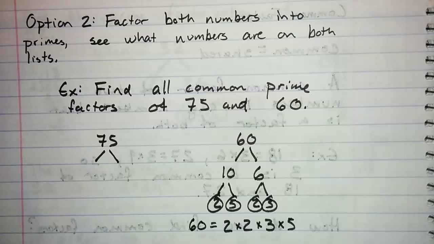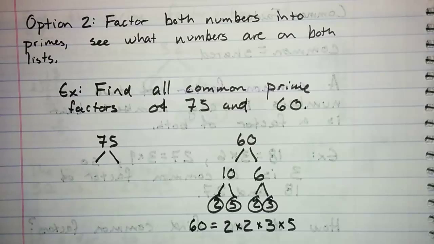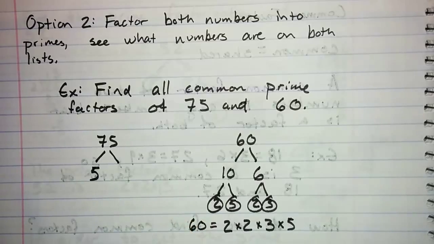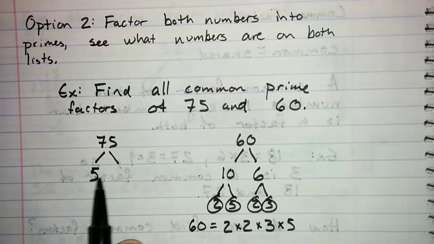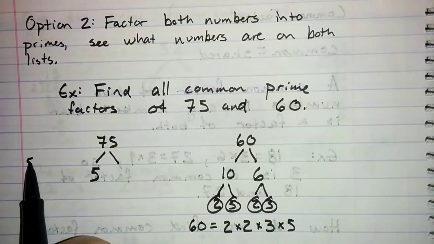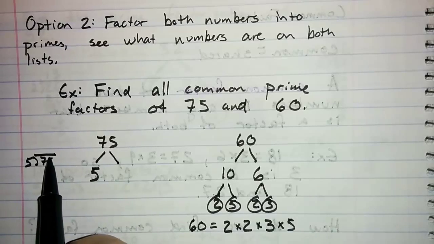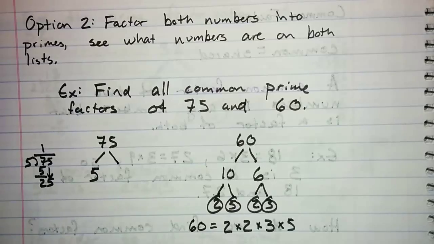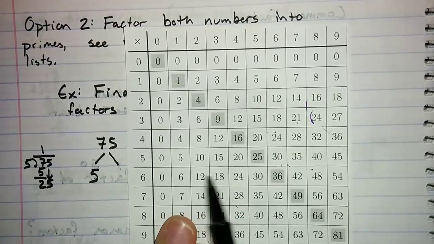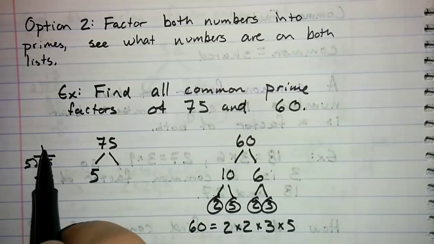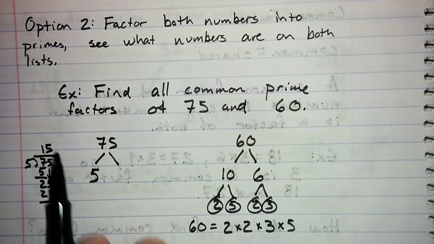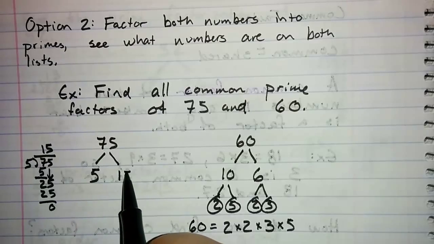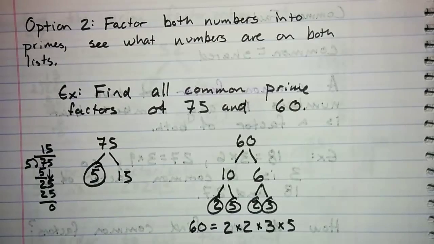If not, well, 75, looking at it, is definitely a multiple of 5. So 5 is one of its factors. To find the factor that goes with 5, I'll divide 5 into 75. 5 goes into 7 once. 5 goes into 25 5 times. No remainder, that's good. 75 is 5 times 15. 5 is prime.